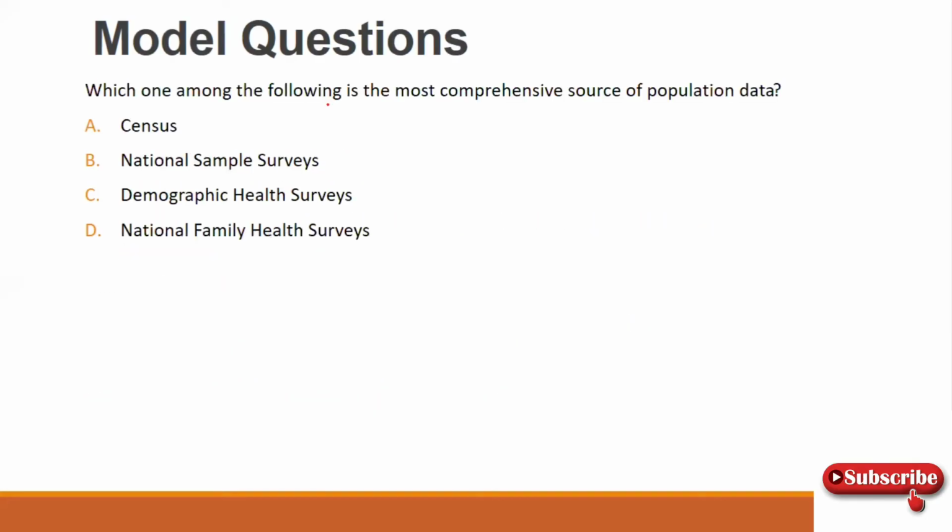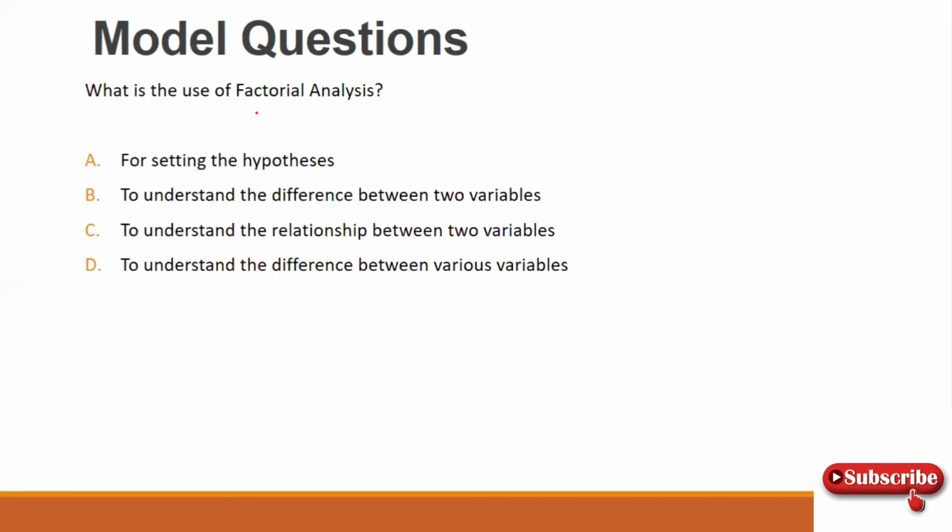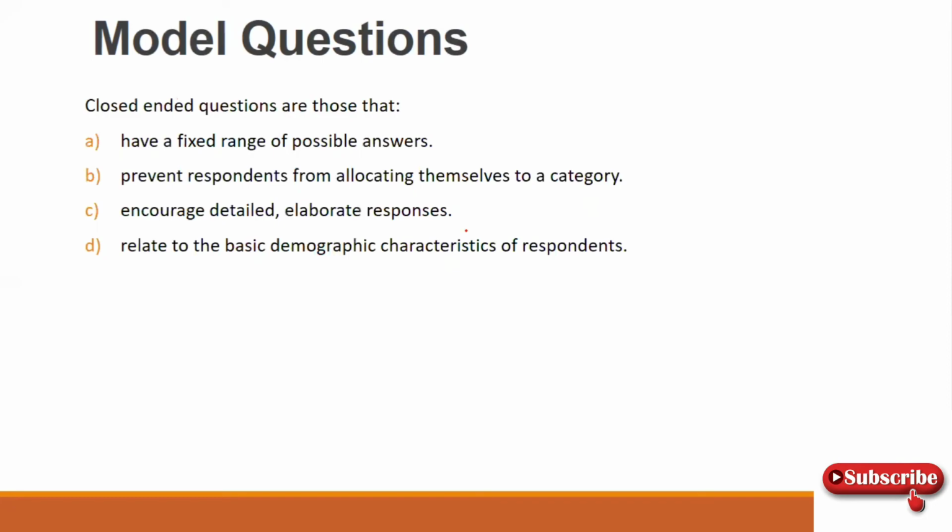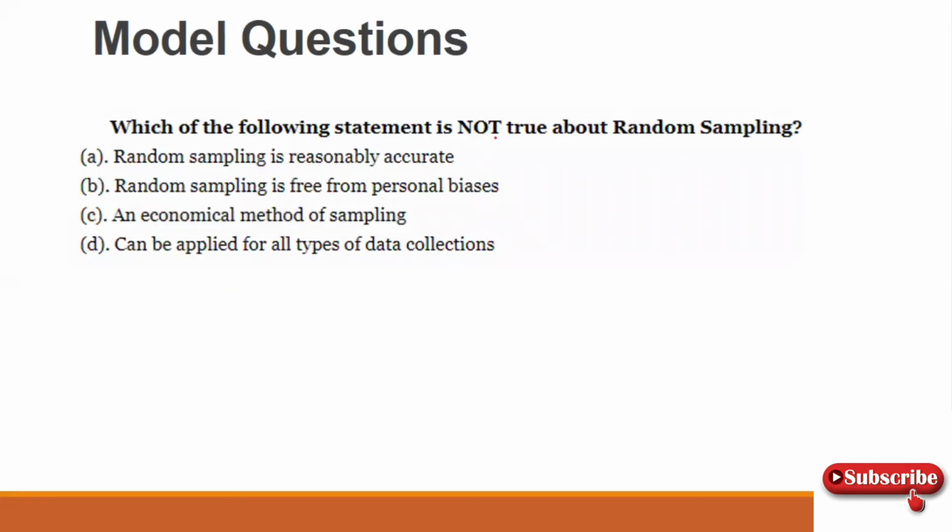Next, which one among the following is the most comprehensive source of population data? Census is the correct answer. Then what is the use of factorial analysis? The use of factorial analysis is to understand the difference between two variables. Closed-ended questions are those that have a fixed range of possible answers. Which of the following statements is not true about random sampling? That is, random sampling cannot be applied for all types of data collection. So this is the answer.